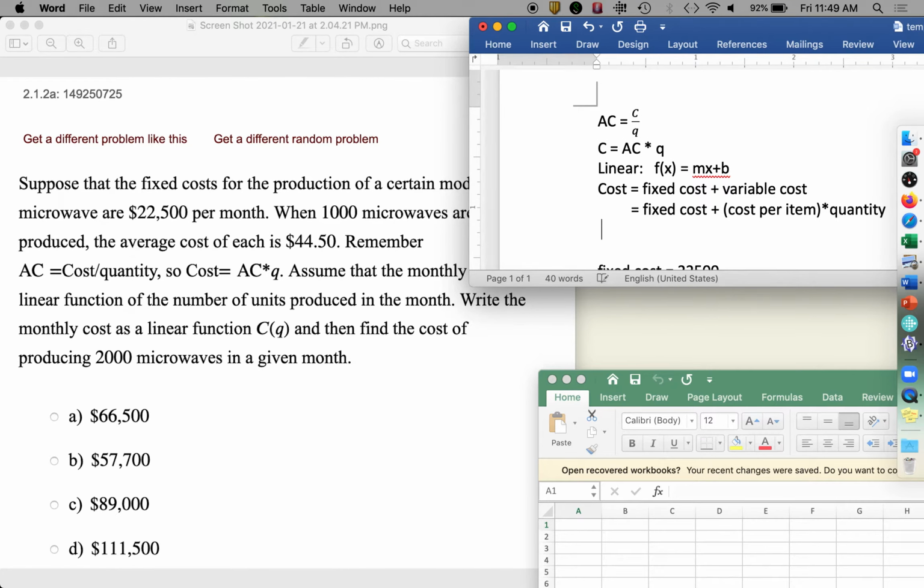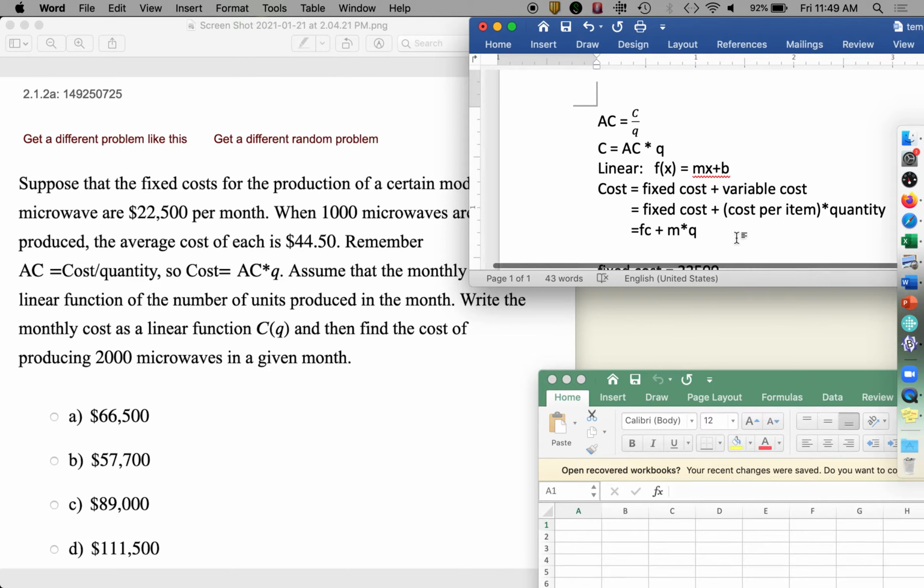In other words, it's equal to, I'm going to call fixed cost FC, plus the cost per item, which I'm just going to go ahead and call M like it did in mx plus b, and then the quantity is Q. So fixed cost, that's not F times C, that's FC, fixed cost. So there's our linear function we're trying to write.